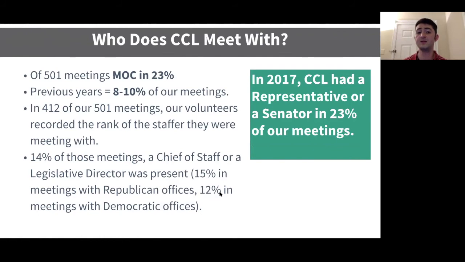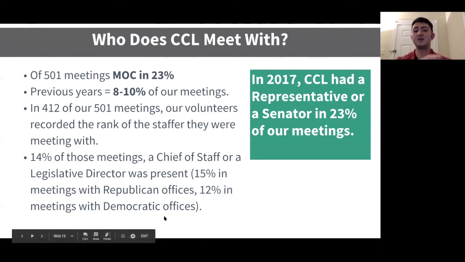And what we found is that in 14% of the meetings that you're having, a chief of staff or legislative director was present. And there's a breakdown. This is interesting. We actually had a chief of staff or legislative director present in 15% of our meetings with Republicans, but only 12% in meetings with Democratic offices. So that's a bit counter to what you might expect.